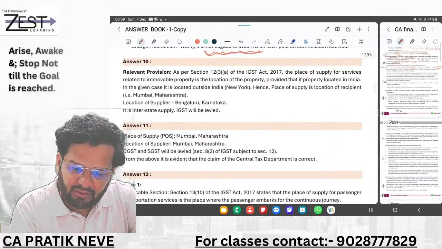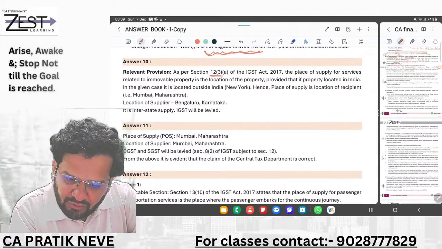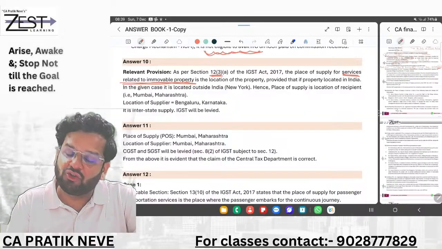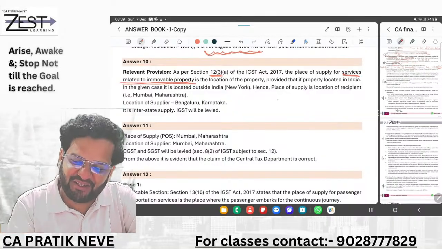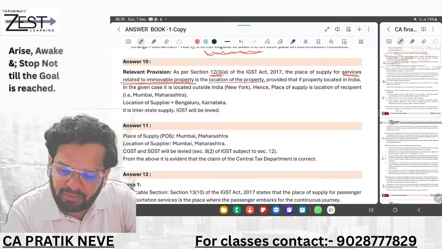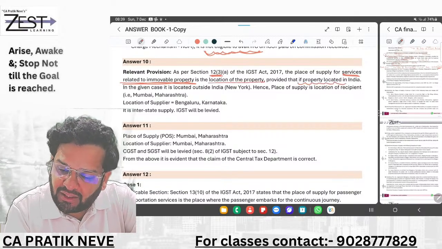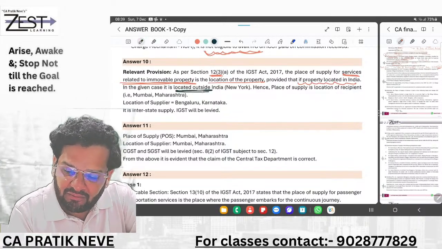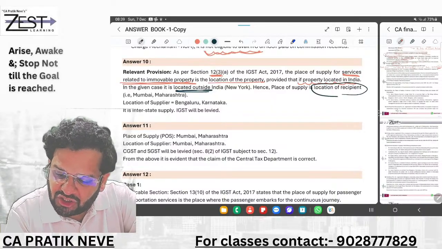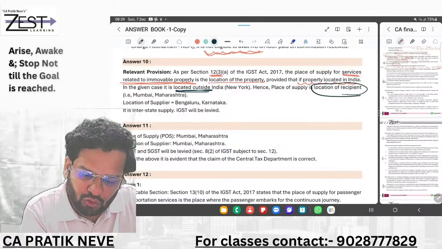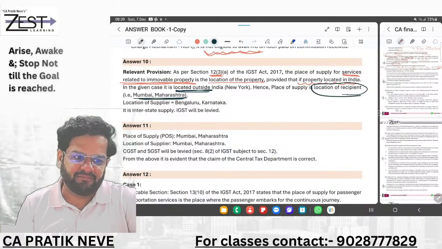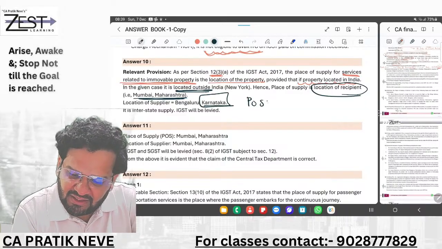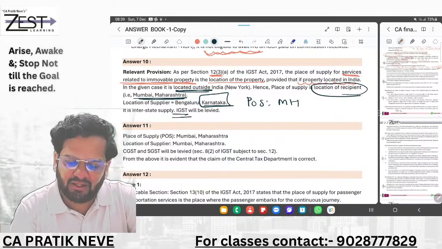See, both are in India. We are going to 12 and 12.3, services in relation to an immovable property. So usually the place of supply is location of property. But if property is located in India, then only this applies. But if the property is located outside India, the place of supply will be location of recipient. Therefore, it is Mumbai, Maharashtra. Clear? LOS Karnataka and POS Maharashtra, there will be chargeable IGST.